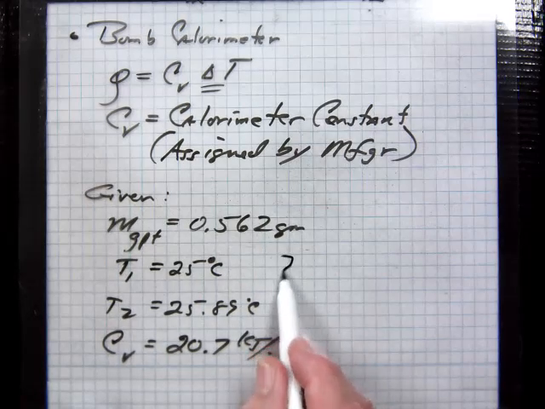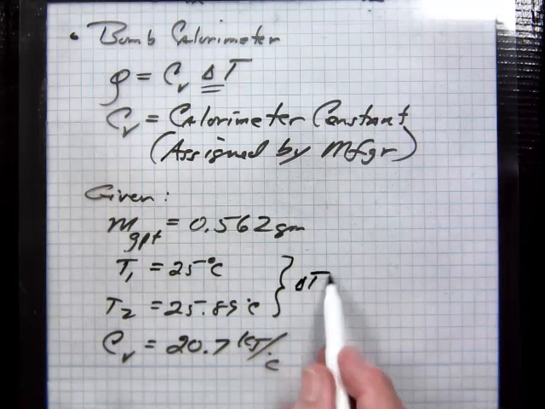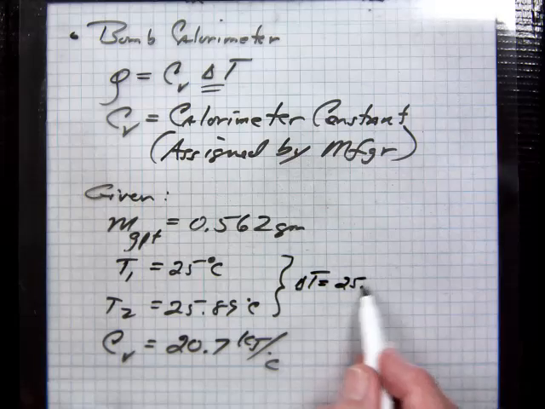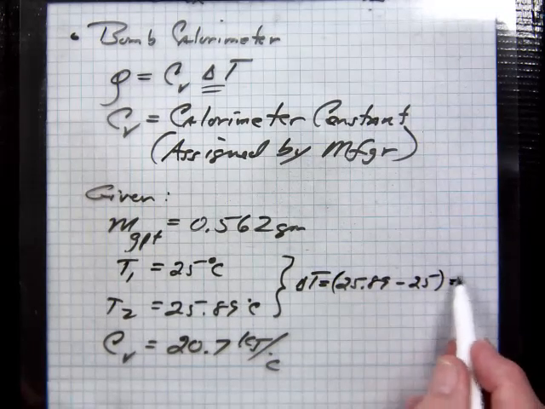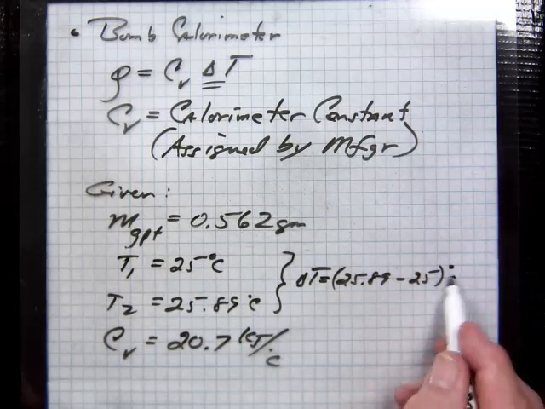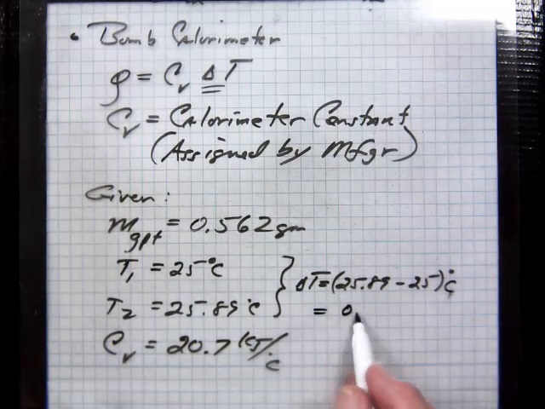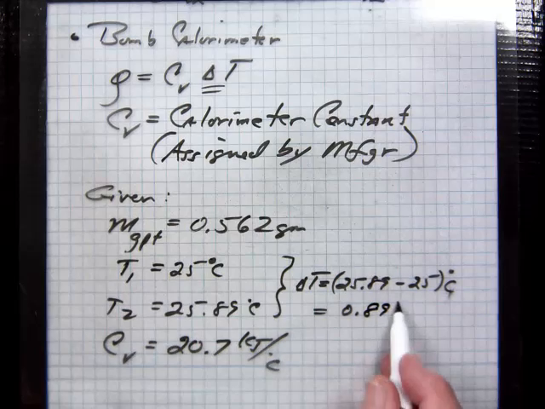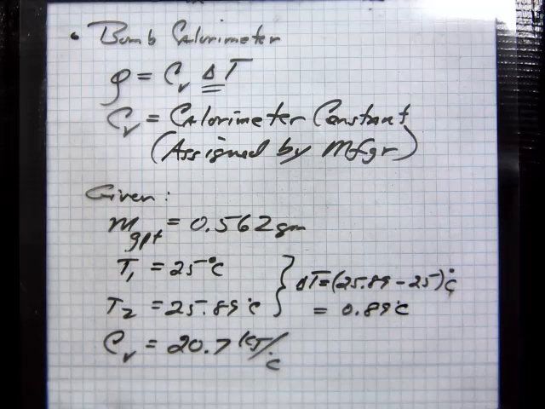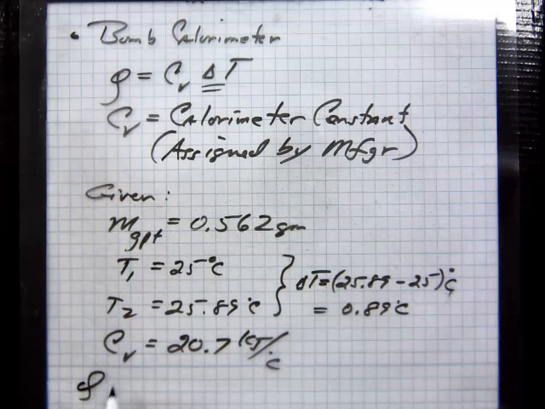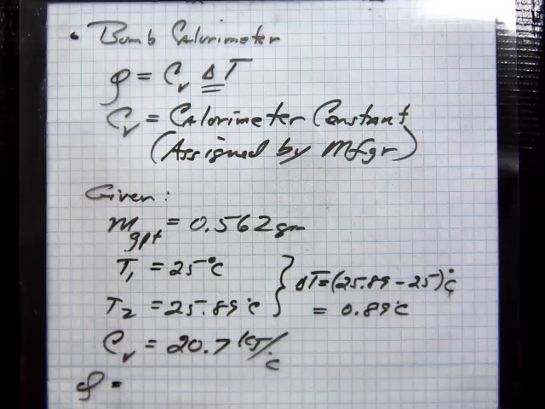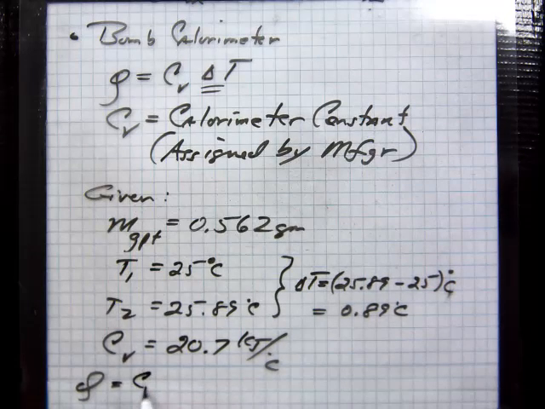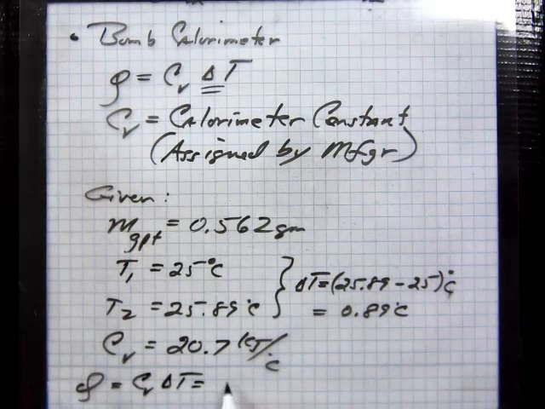Now, with these, you can get a delta T equal to 25.89 minus 25 degrees C, which is 0.89 degrees C. That is your delta T. And with the C sub V and the delta T, you can get the heat flow for that reaction, the quantity q equals C sub V delta T.